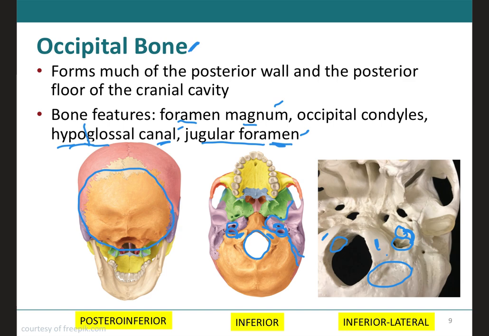But look how the occipital condyle is located right over here, which is easy to locate. Right to the lateral of it, you have this big hole, which is the jugular foramen. And then right above it, you're going to have the carotid canal. And they're always going to be close to each other.